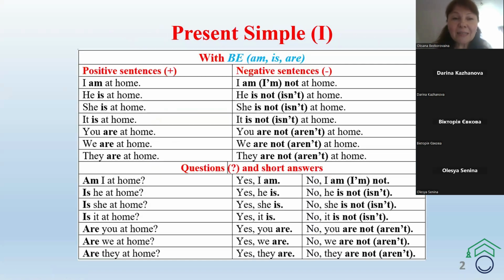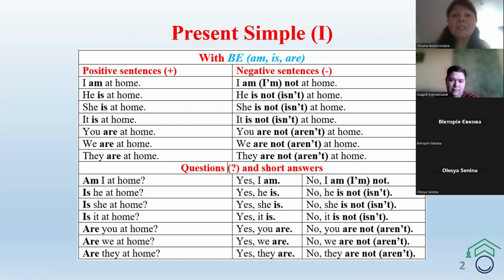First of all, how to translate the name, the present simple tense? How to translate? What is that? Present simple. Do you understand? Простий теперішній час. Теперішній простий час.